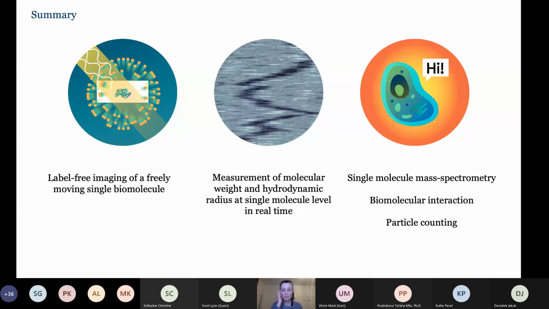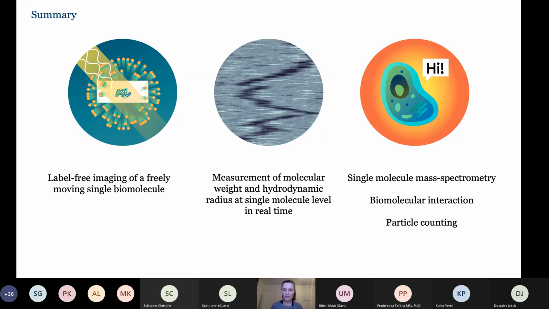With that, I'd like to summarize. I have introduced a microscopic method that allows for label-free imaging of freely moving single biomolecules of sizes down to 100 kilodaltons in molecular weight. This method also allows us to measure the molecular weight and size at the single molecule level.